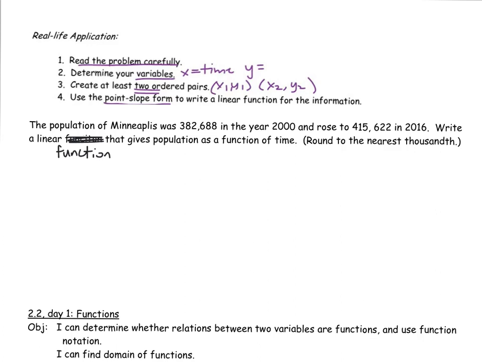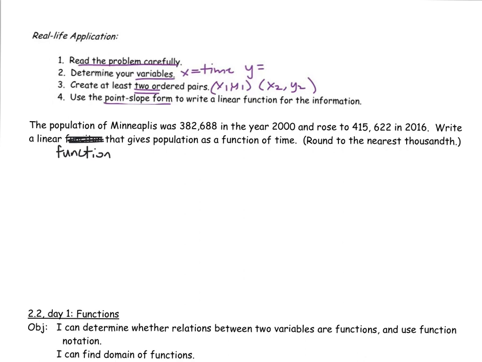Let's finish our 2.1 Day 2 lesson with the final application problem. At the top, I've rewritten the real-life application process. Remember to read the problem carefully, determine your variables. X, the input, is usually your time representation, and then Y can be whatever you're comparing throughout time. Create at least 2 ordered pairs, and then use point-slope form to write your linear function.